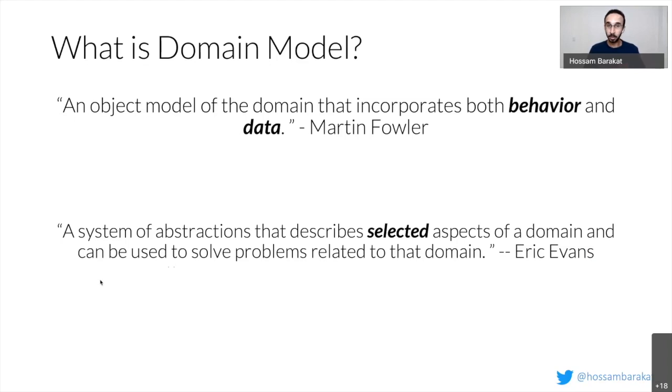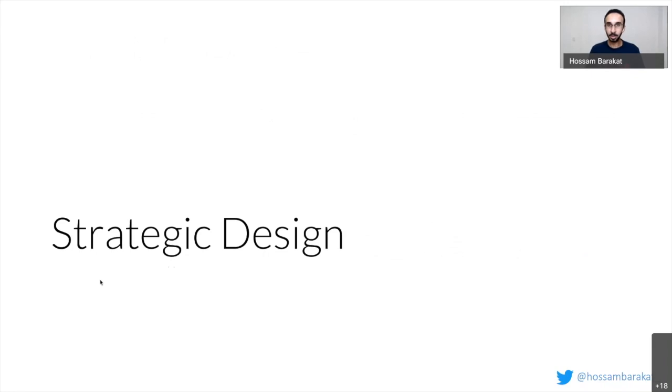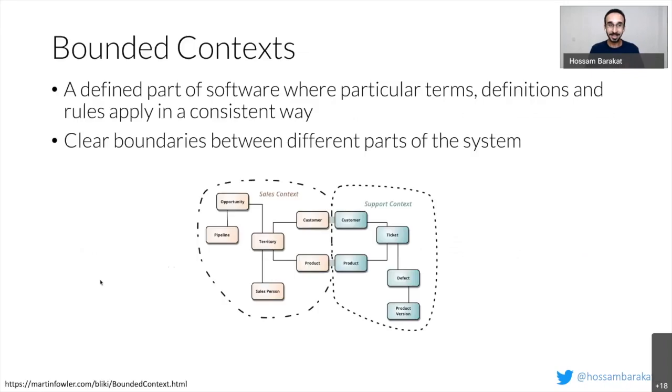Over time, our domain model or our classes will keep growing, and this will make it harder to understand and difficult to maintain. Thanks to domain-driven design, there is a solution for that, which is using the strategic design pattern. The idea is pretty simple, but it's usually hard to apply at the beginning, which is when you have a big system, you usually want to split that system into a set of bounded contexts. A bounded context is a defined part of a software where particular terms, definitions, and rules apply in a consistent way. It also provides us with a clear boundary between different parts of the system.